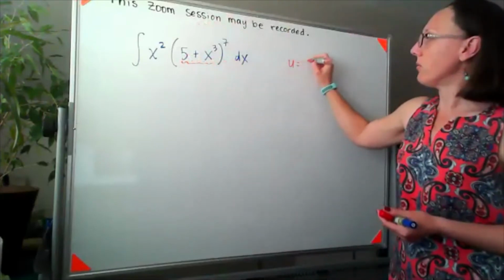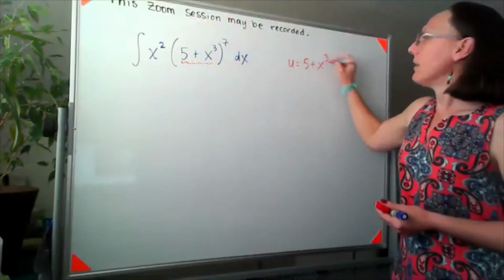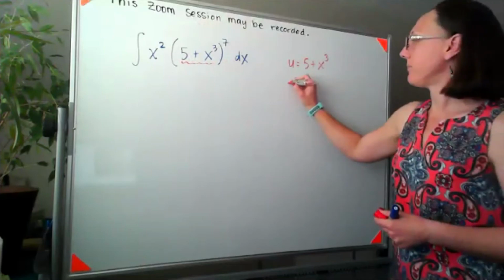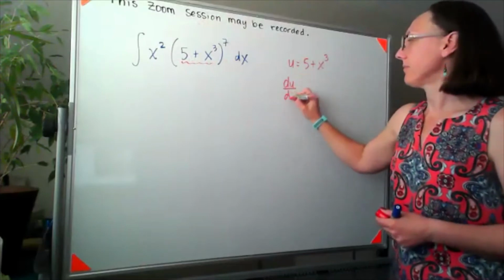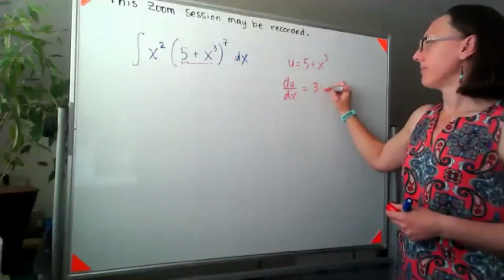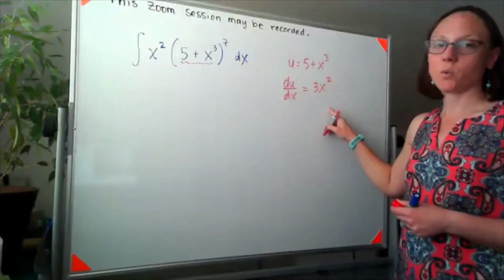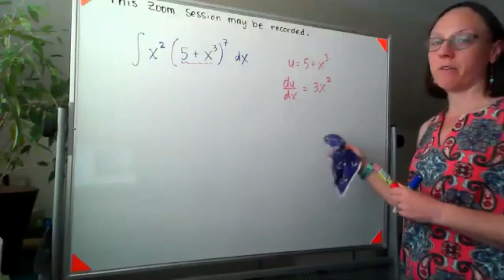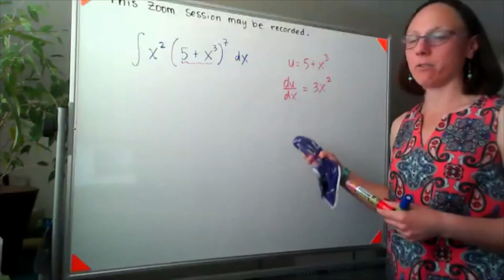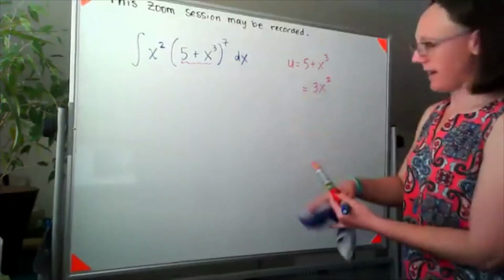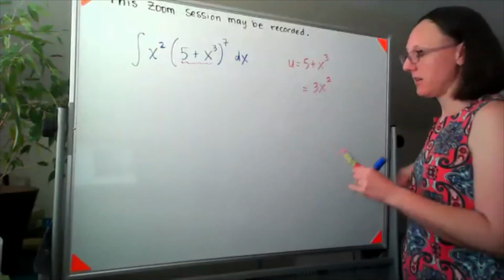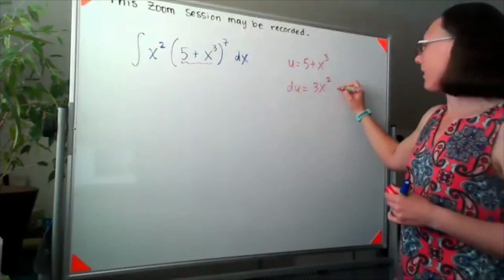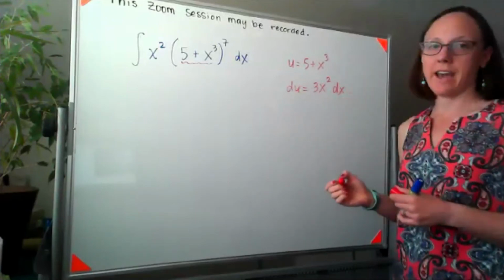If u is 5 plus x cubed, when I take the derivative, I'll get 3x squared. And again, I'm not really interested in the derivative. What I actually want is the differential. So I'm not going to write that as du over dx. I'm going to write this as du equals 3x squared times dx.